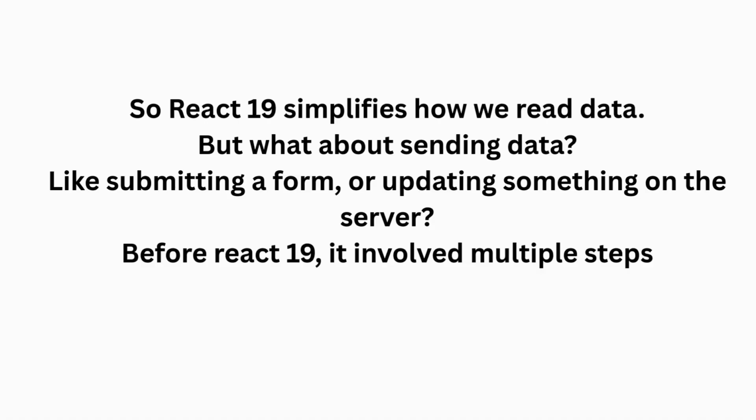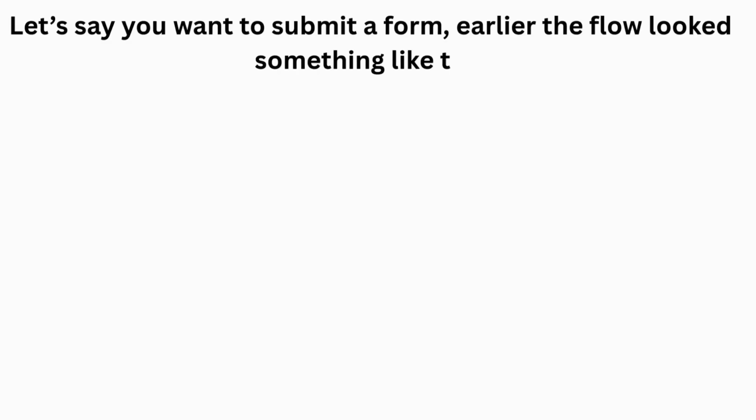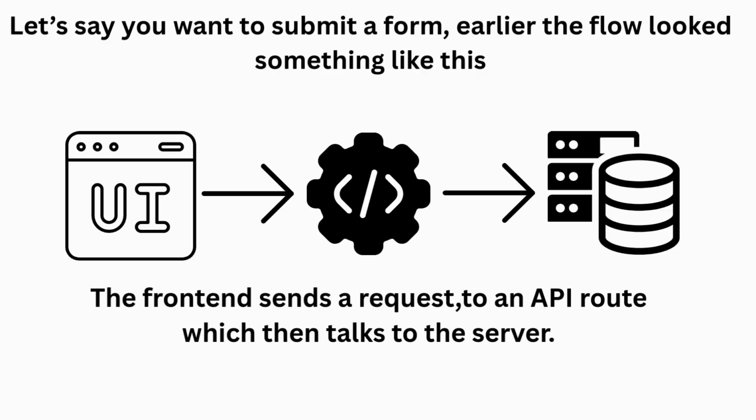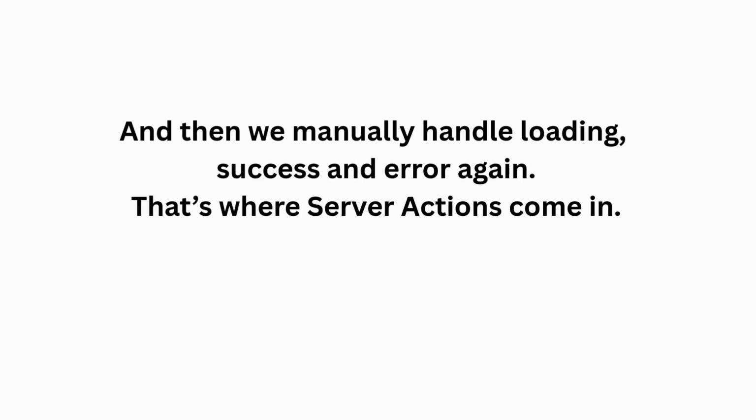But what about sending data? Like submitting a form or updating something on the server. Before React 19, it involved multiple steps. Let's say you want to submit a form. Earlier the flow looked something like this. The frontend sends a request to an API route, which then talks to the server. And then we manually handle loading, success, and error again.